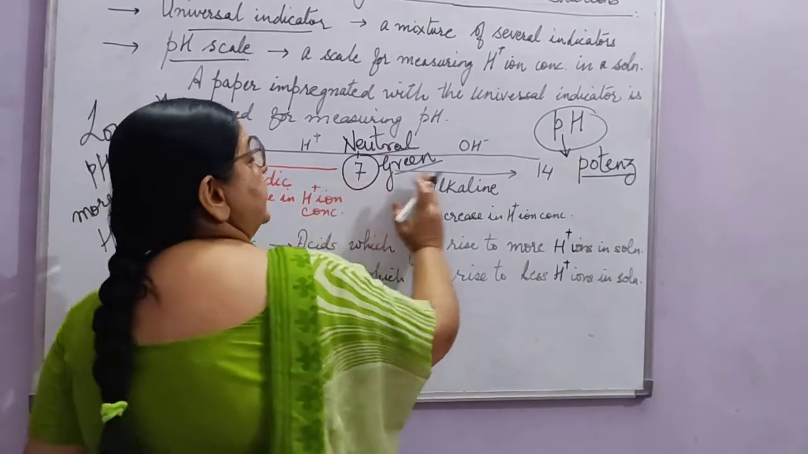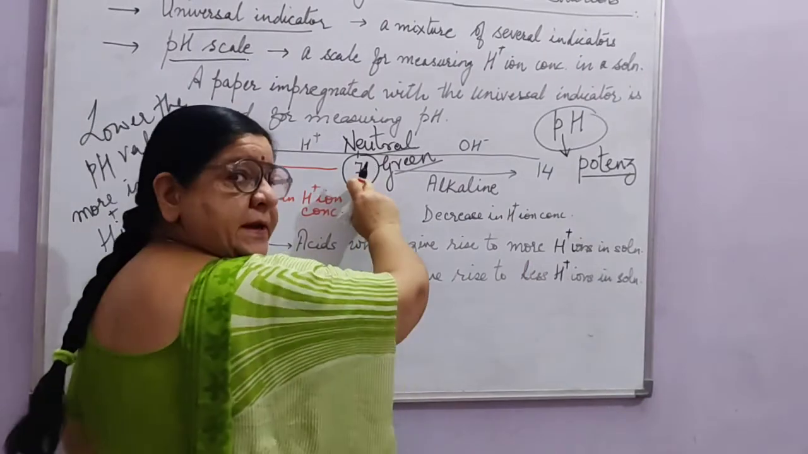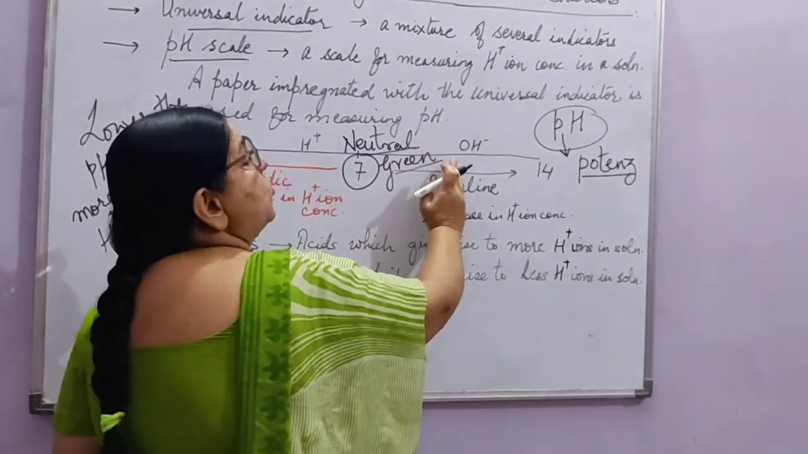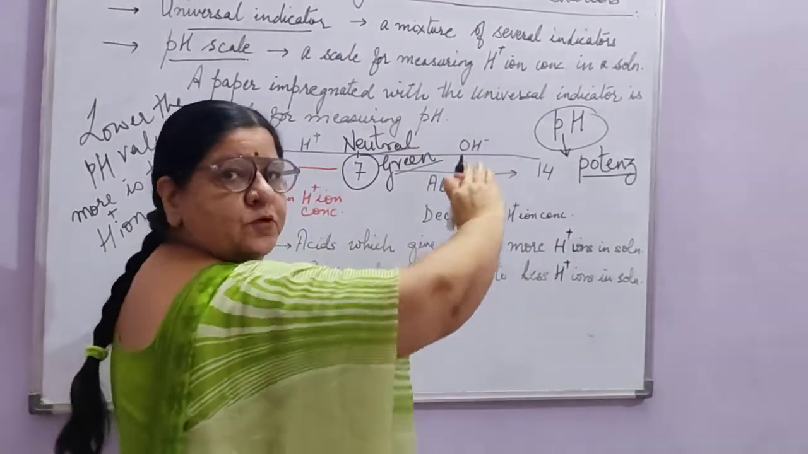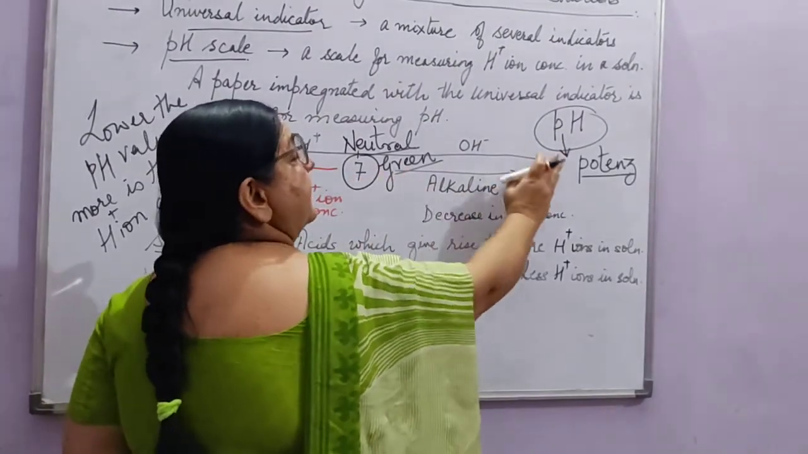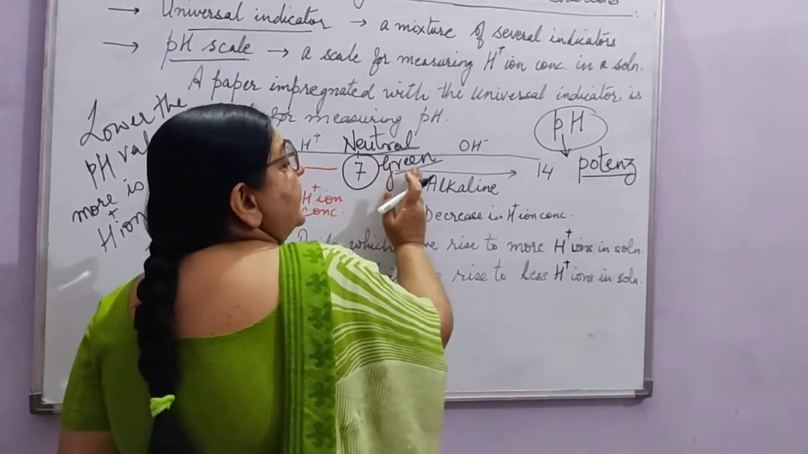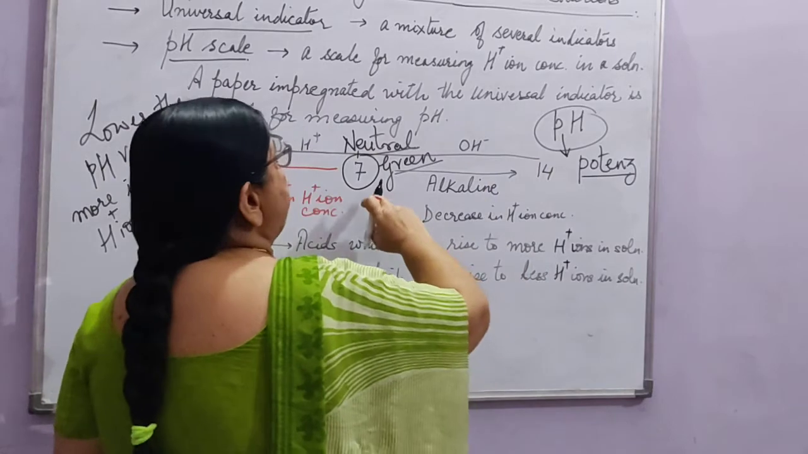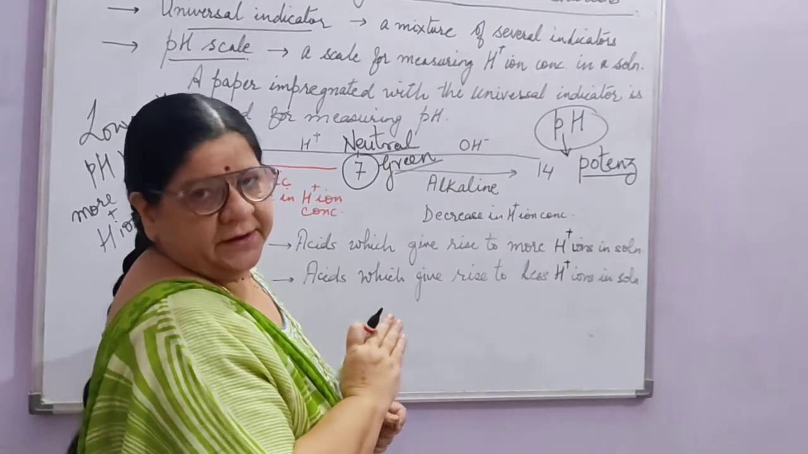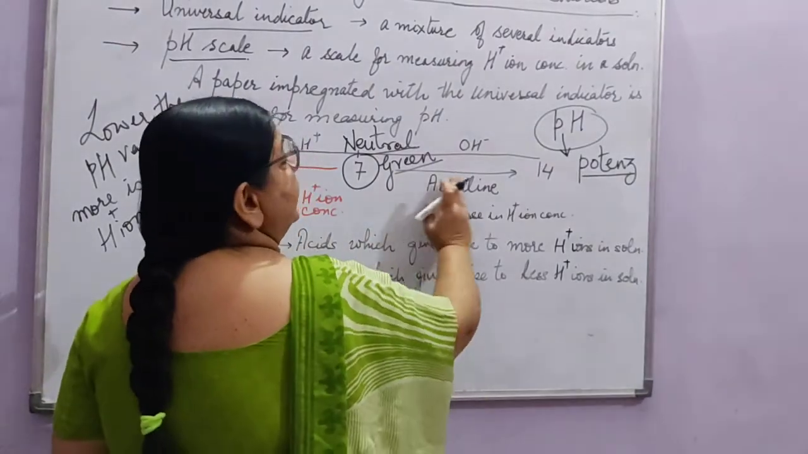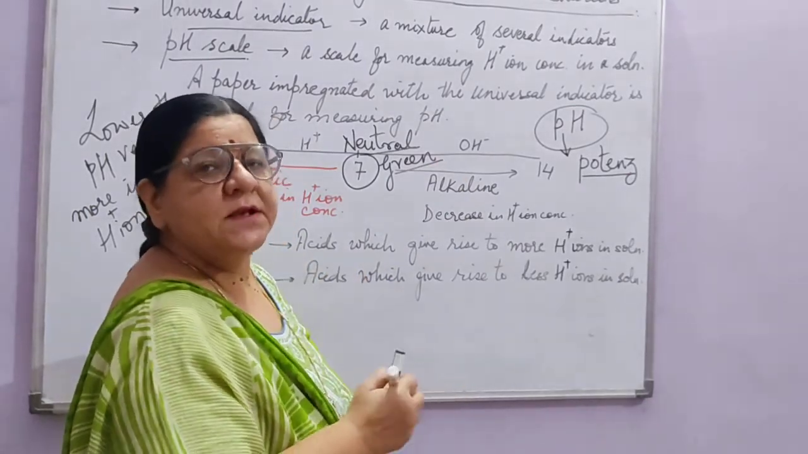And from this side, as we move from 7 to 14, at 7 it is green in color, and then it becomes purple and then blue. It moves like this, green to purple to blue. That side it becomes more alkaline. Here the hydrogen ion goes on decreasing as we move from 7 to 14. So that will show the alkaline nature or the basic nature of any solution.